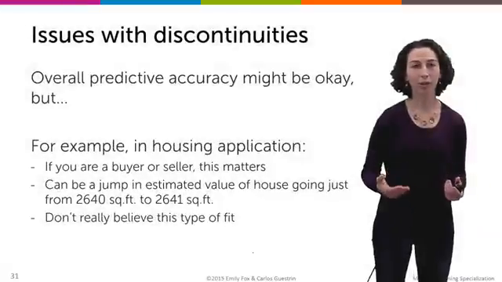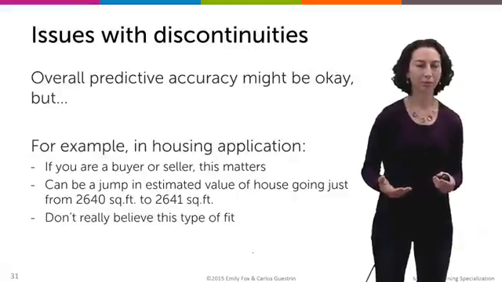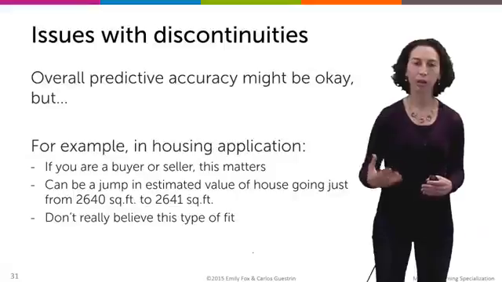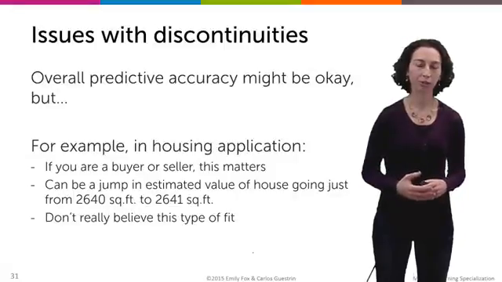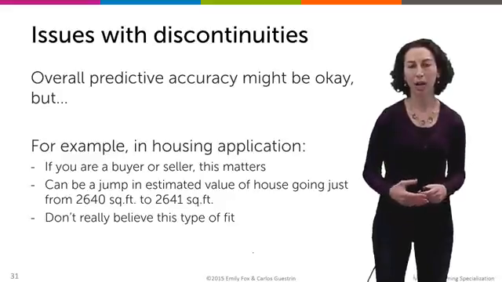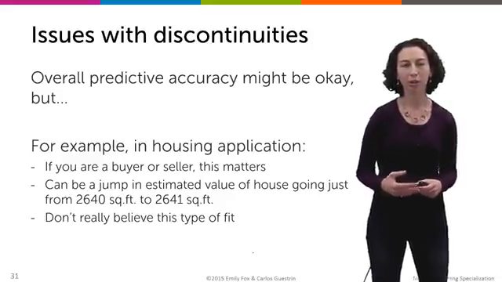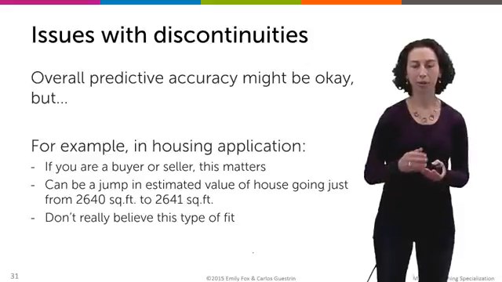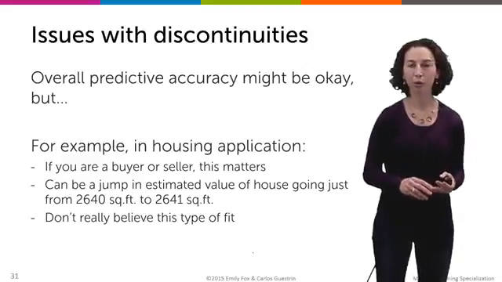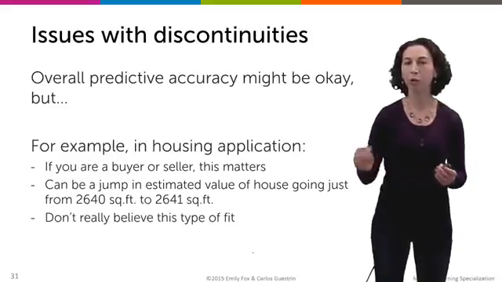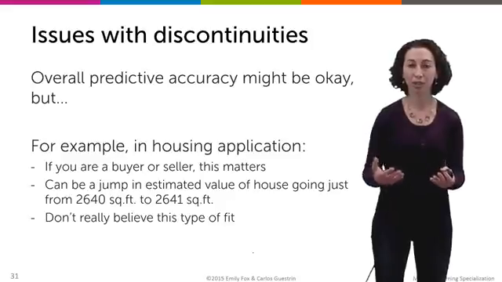And so the overall effect on predictive accuracy might actually not be that significant, but there are some reasons we don't like fits with these types of discontinuities. First, visually, maybe it's not very appealing, but let's think in terms of our housing application, where what this means is that if we go from a house of, for example, 2,640 square feet to a house of 2,641 square feet, to you that probably wouldn't make much of a difference in assessing the value.